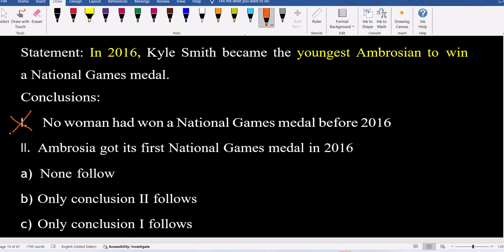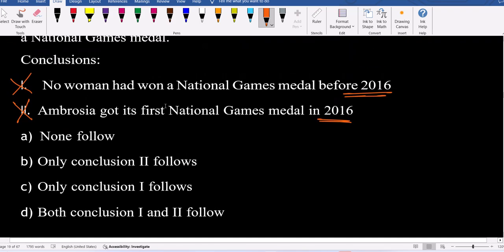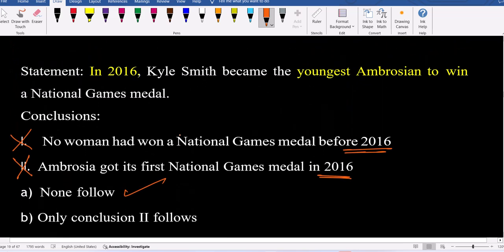It's not a correct conclusion. Ambrosia got its first medal? No, they said in 2016. Both are 2016. That's the problem. The second one is also wrong because this is regarding the youngest candidate to get the medal. It's not the first medal for them in 2016. We cannot say that. Among Ambrosians, the youngest one to win is this. So both are out. Neither one nor two. None follows.